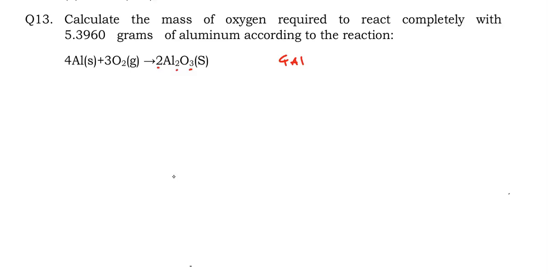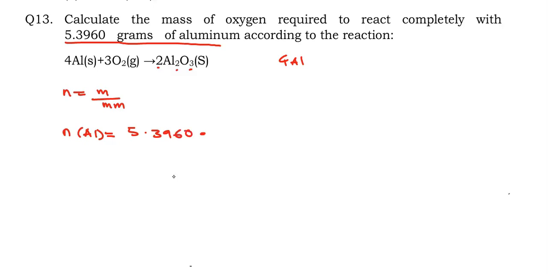What have we been given in the question? I've been given the mass of aluminium. So what we are going to do first is to find the number of moles of both oxygen and aluminium. But we know that we have only been given the mass of aluminium. So we will start with the number of moles of aluminium. So we will say number of moles is equal to mass over molar mass.